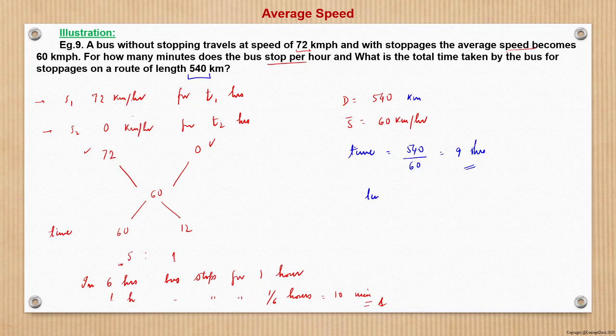So time on stoppages would be what? Stoppage is 1 by 6. In every 1 hour it stops for 1 by 6 hours. So in 9 hours it stops for 1 by 6 into 9, that is 1.5 hours. This is the answer to this question, right? So just the use of alligation and a bit of the unitary method here and there we have used to arrive at the answer.